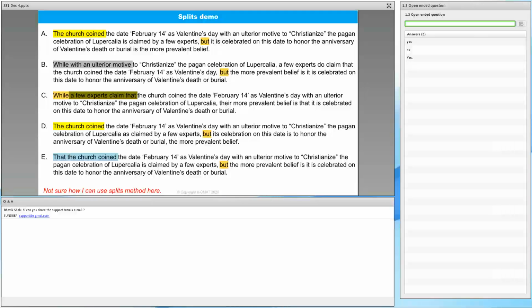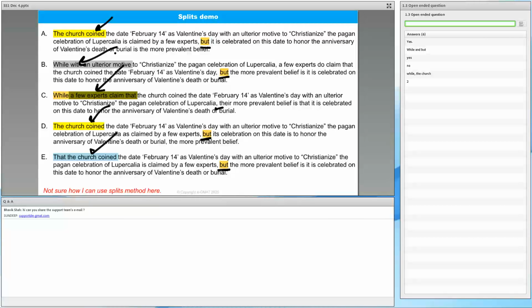So here, you say, okay, there is while and then there is but over here. Say the church coined, and then there's but over here in these answer choices. This one doesn't have but, this one has but, this one has but, and then you have while over here, you have while over here, and then you have the church, and you have the church over here, and then you have that over here. So there's lots and lots of different ways to slice and dice this.